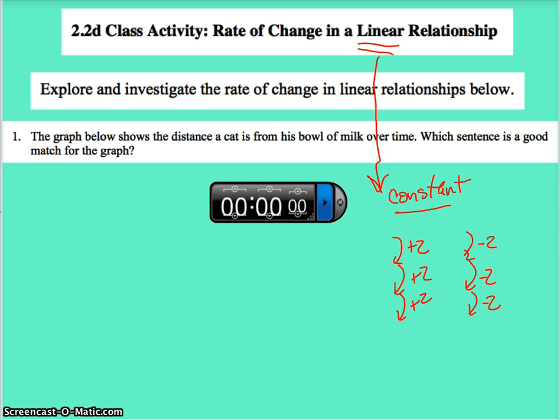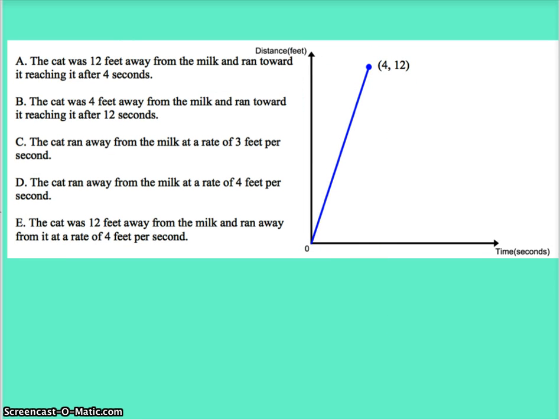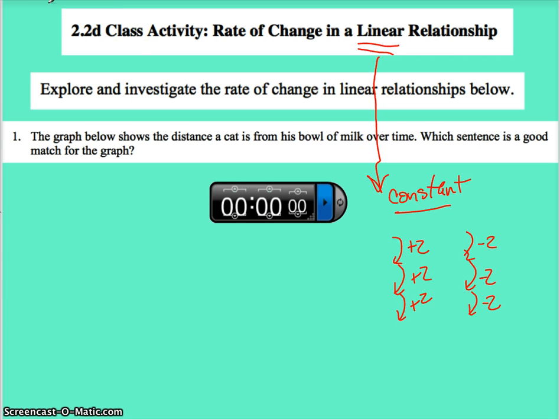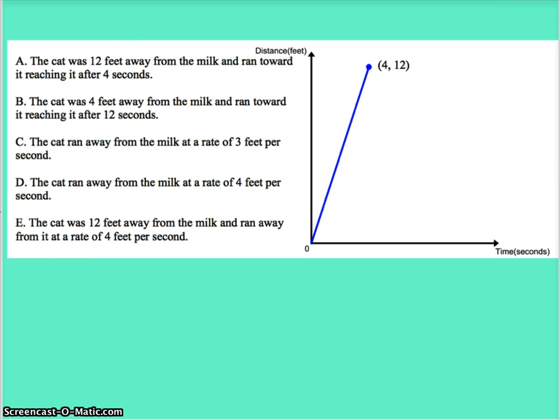So in class, just to help you out with the homework, let's go over the notes that we did in class. We have some situation here regarding a cat and his distance from the bowl. In this situation, we had the distance a cat is from his bowl through time. So that's something we have to make sure we understand.